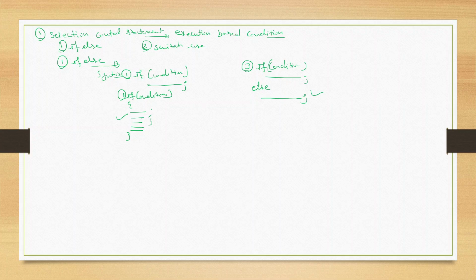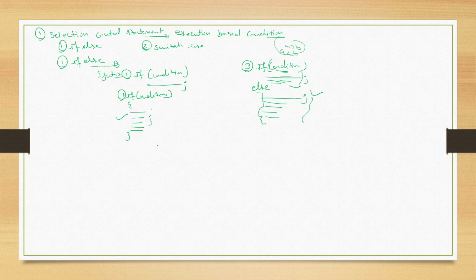There may be more statements in this block and more in that block, it doesn't matter. If the condition is true, then this block is executed. If this condition is false, like a less than b or a greater than b, then the else part is executed. Hope you understand the point.